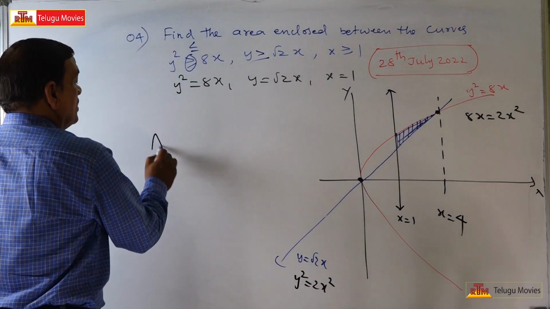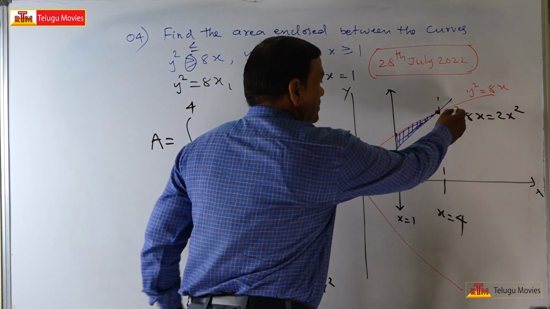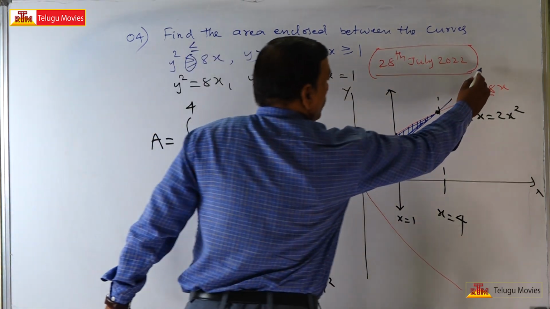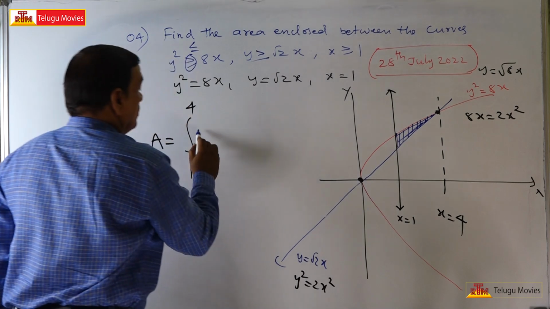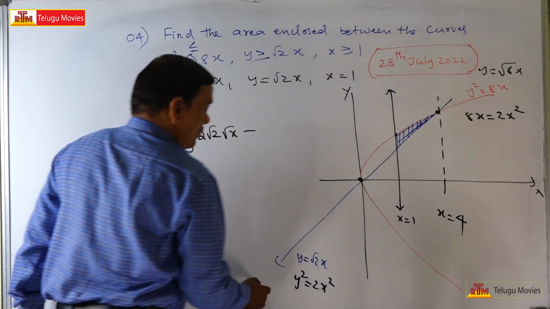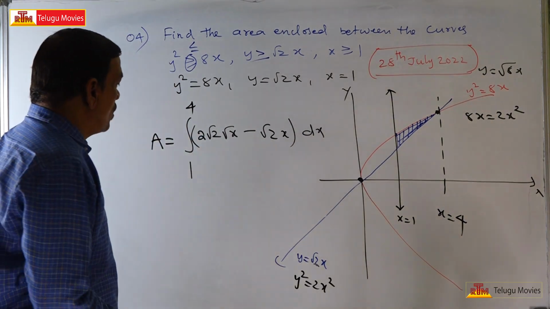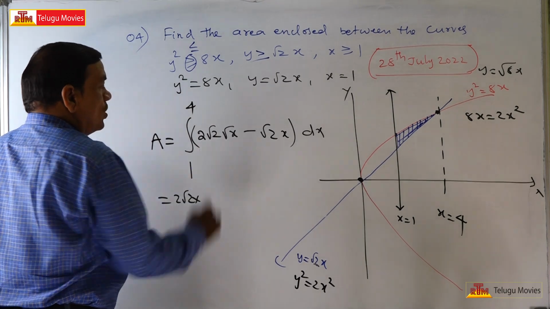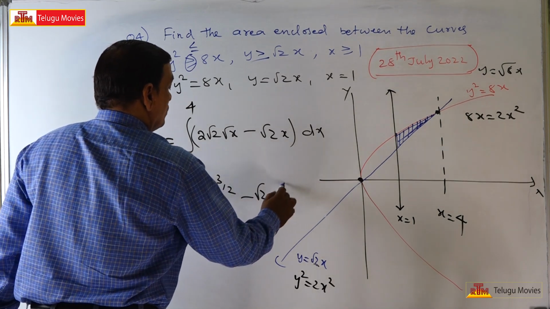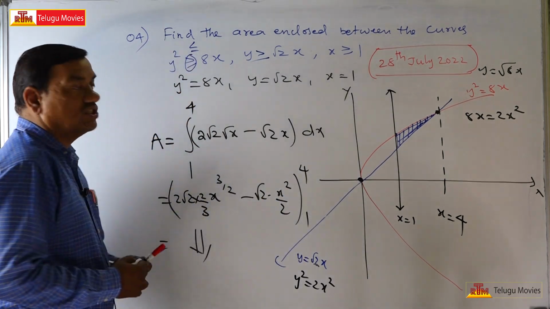So ultimately, what is your area? Integral 1 to 4. What is the upper curve? Upper curve means y square is equal to 8x, y is equal to root of 8x. That means 2 root 2 root x minus the lower curve, that is root 2x dx. Okay, now you solve it. So this is equal to 2 root 2 into root x means x power 3 by 2, again it is 2 by 3, minus root 2 into x square by 2. So this is equal to upper bound, lower bound. You calculate this, so this will be your answer.